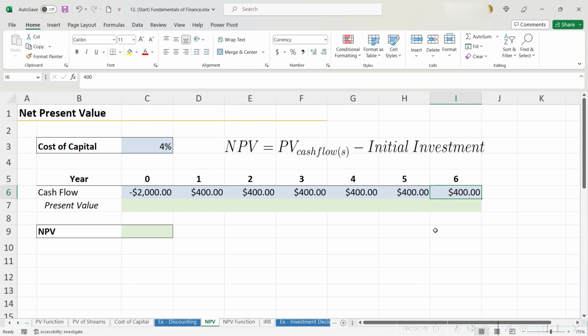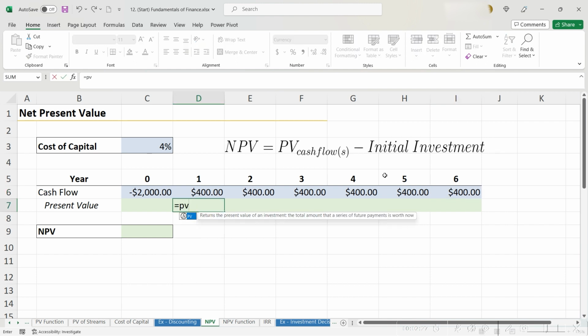Okay, our first step is to calculate the present value of our cash flows. So to do this, let's use Excel's present value function. Type equals PV, open parentheses. Our rate is 6%. Going to lock that reference. Our NPER is this. Our payment is none. And then finally, our future value is that $400, so D6.